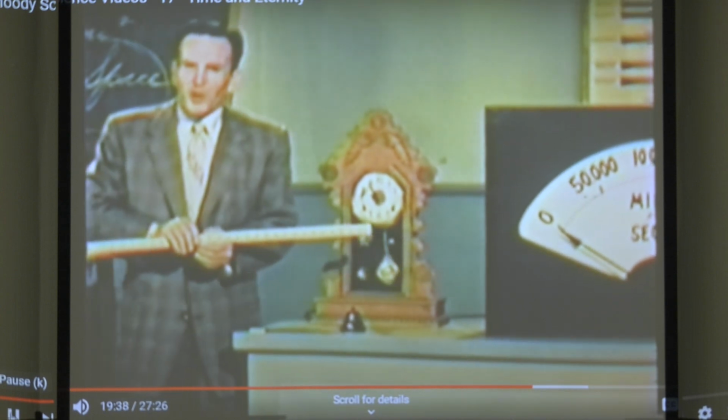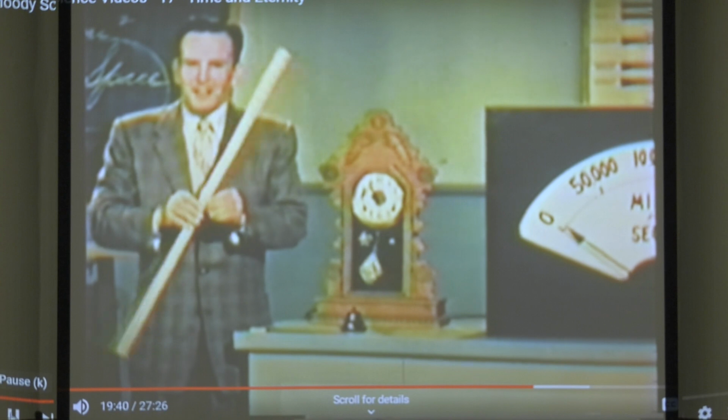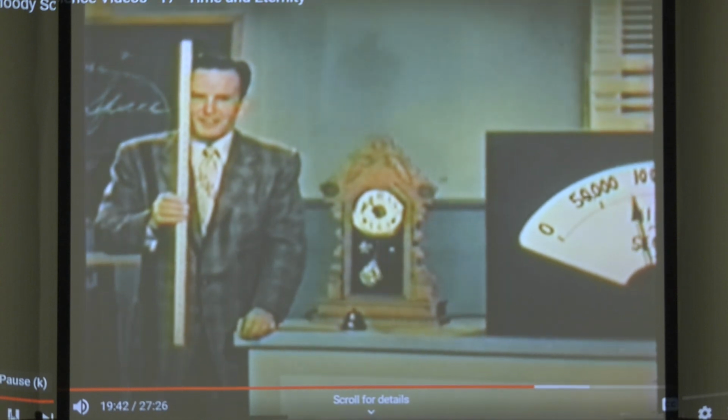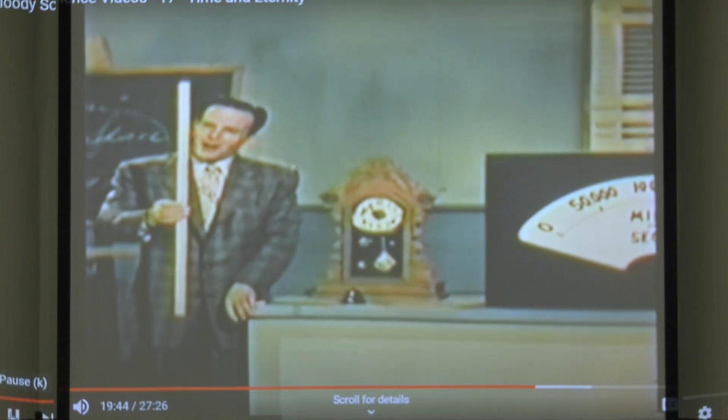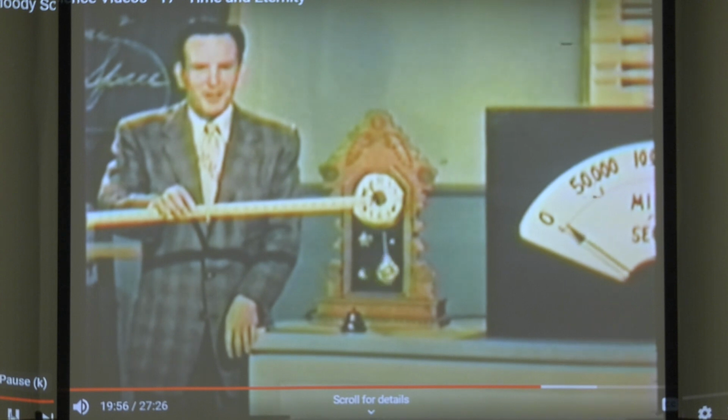This time, we're going to accelerate vertically instead of horizontally. Now the yardstick is 18 inches long, approximately, when we hold it vertically. Then it comes back to 36 inches when we bring it to the horizontal.